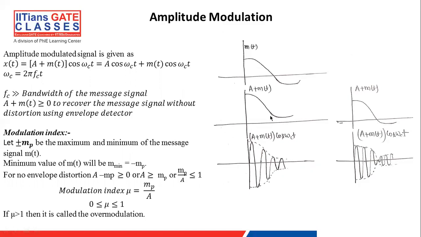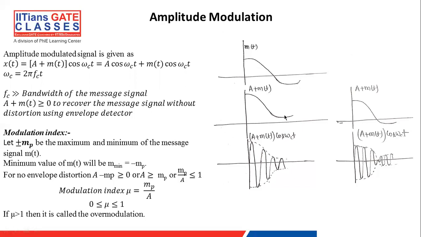Okay, now after that I am multiplying this with cos omega_c t. Once you multiply with cos omega_c t, it is nothing but a cosine signal with this as an amplitude. So you see the solid line here, that is the complete (A + m(t)) cos omega_c t signal. This is a cosine signal whose amplitude is varying with time, because m(t) is varying with time.